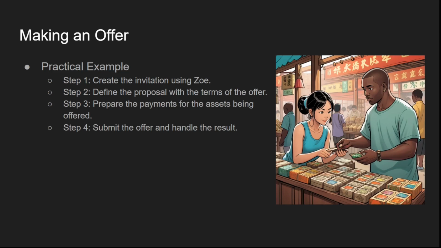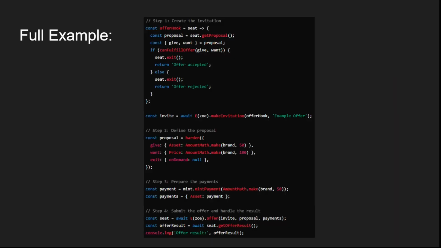Let's look at a practical example that demonstrates the entire process of making an offer, from creating the invitation to handling the result. We'll begin by creating an invitation using Zoe. Then we'll define the proposal with the terms of the offer. In step 3, we'll prepare the payments for the assets being offered. And in step 4, we'll submit the offer and handle the result. Here you can see these 4 steps in action.